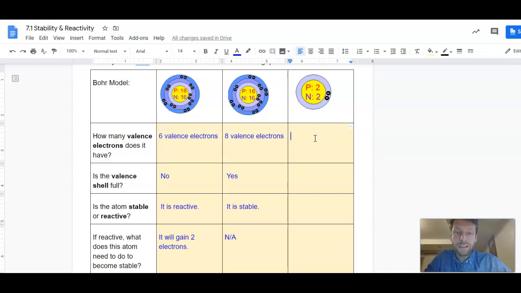Take a moment and look why it's tricky. This is a helium Bohr model. It has 2 valence electrons. But be careful. Yes, the valence shell is full. Remember, the first shell only fits 2 electrons. That's kind of the exception to the octet rule. So it is stable. So NA, it's not going to gain or lose any electrons. It's already good to go. It's already happy. It's already content.